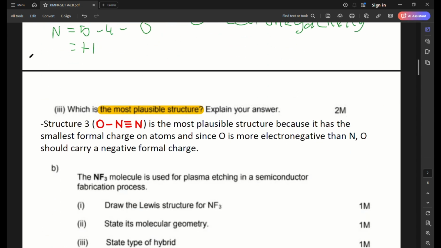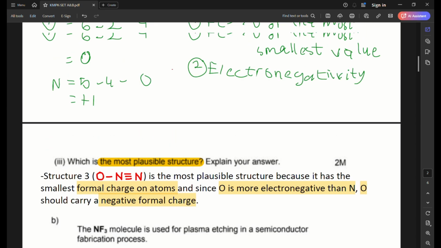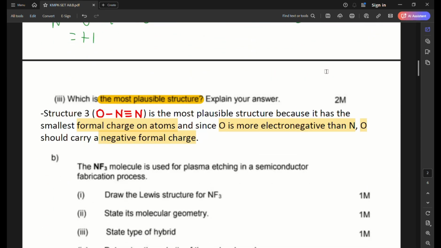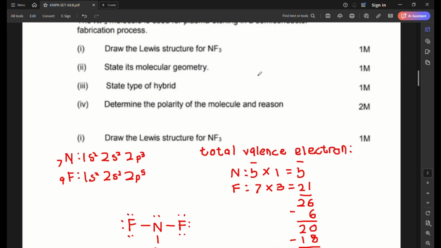So this is the reason. The most plausible structure is structure 3, which is O single bond N, and triple bond N. It is the most plausible structure because it has the smallest formal charge atoms. And since O is more electronegative than N, O should carry a negative formal charge. Alright, moving on to the next question, question B.